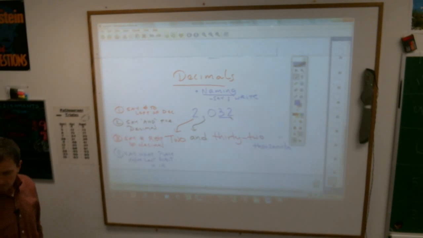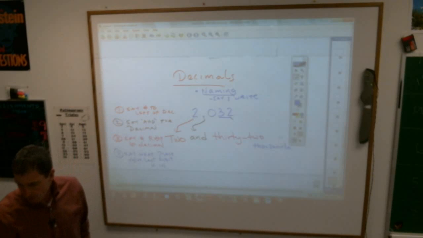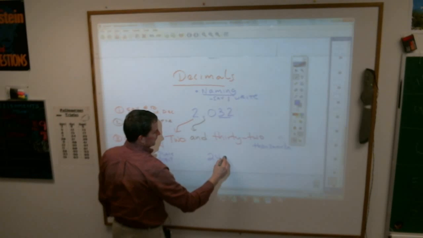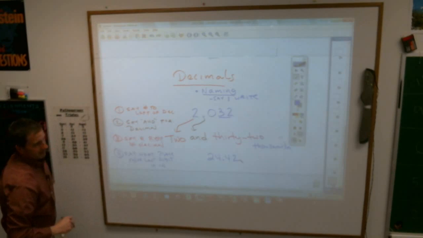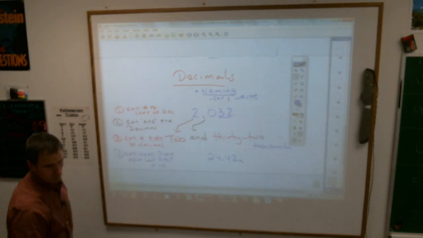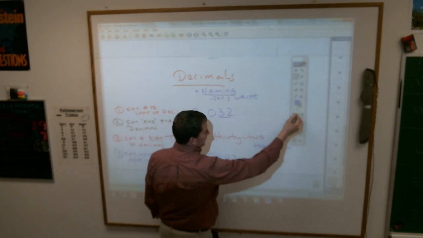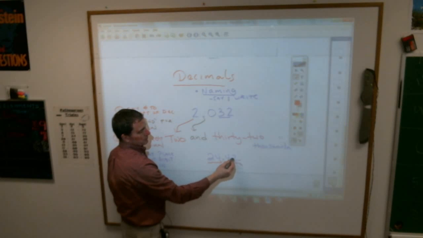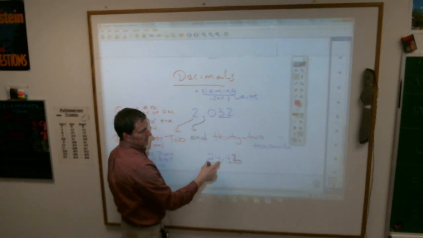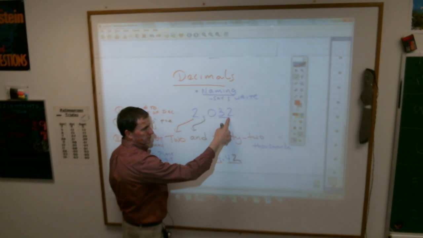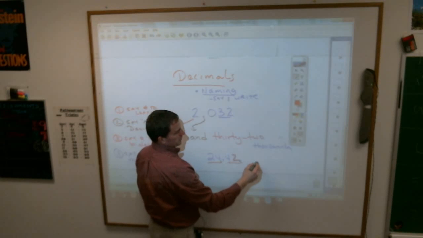Let's do it right here. 24.42. If I were writing that or saying it out mathematically, who would like to tackle it? Caleb Fisher says 24 and 42 thousandths. No, that 2 is not in the thousandths place. Hundredths place. 24 and 42 hundredths. Third place after the decimal is the thousandths place. Hundredths place, tens place.